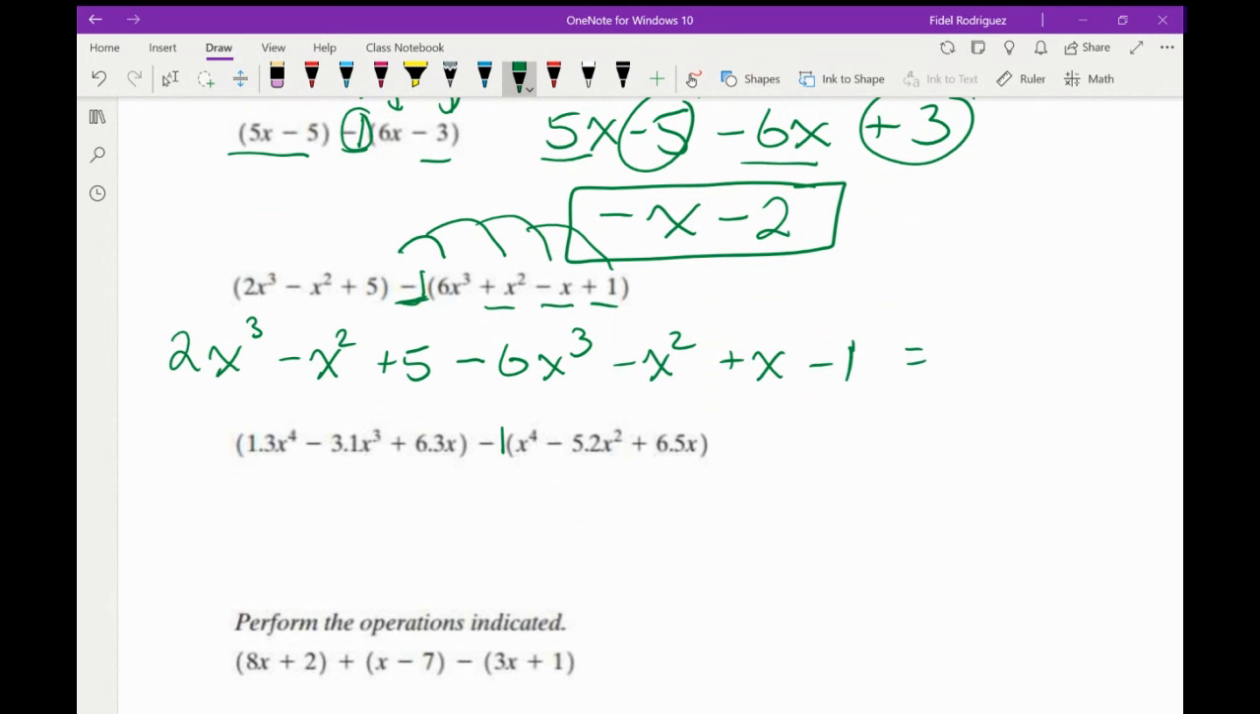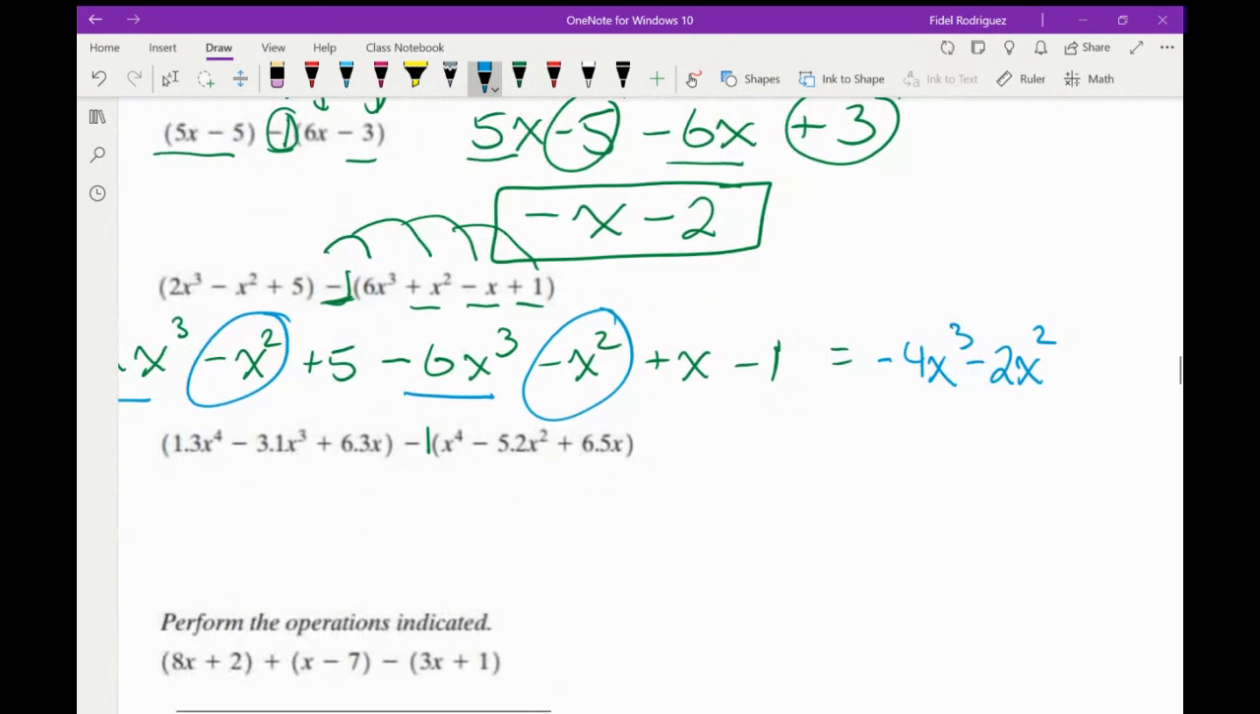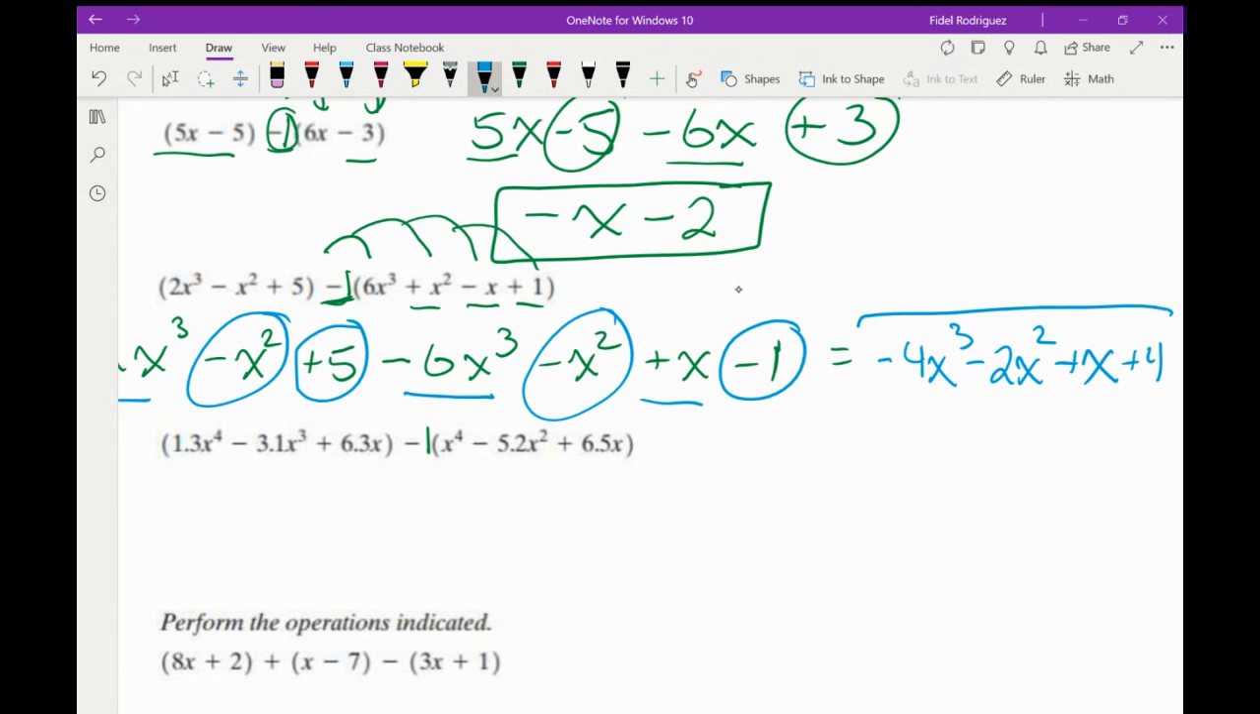And now we can worry about combining our like terms. So 2x squared minus 6x squared, I'm sorry, x to the third is a minus 4x to the third. And then a minus x squared and another minus x squared is a minus 2x squared. And then we just got this 1 plus x by its lonesome, so we'll write them down over here. And then finally a plus 5 and a minus 1 is just a plus 4.